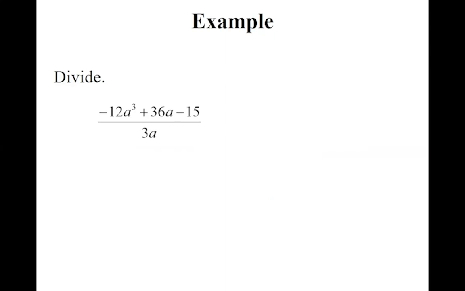So let's take a look here. Negative 12a cubed plus 36a minus 15. We would divide each term by 3a. The negative 12a cubed divided by 3a plus the 36a divided by the 3a minus the 15 divided by the 3a. 12 over 3 is 4. 36 over 3 is 12. 15 over 3 is 5.